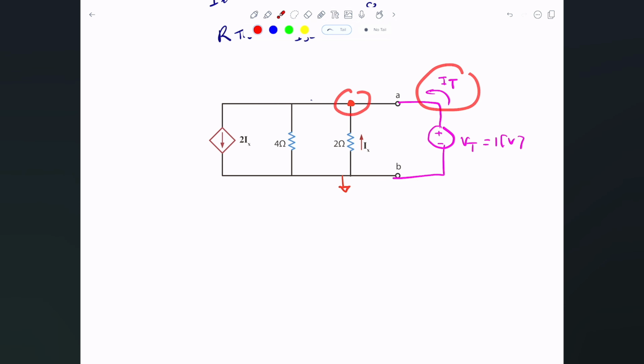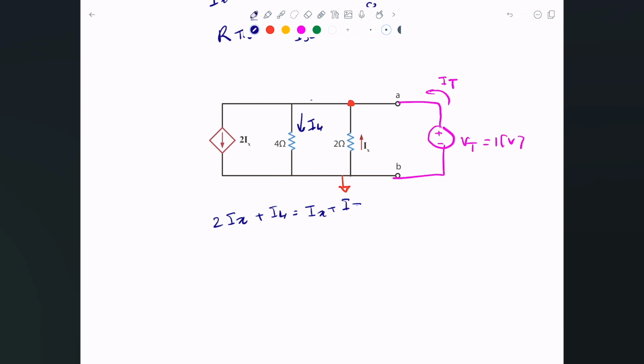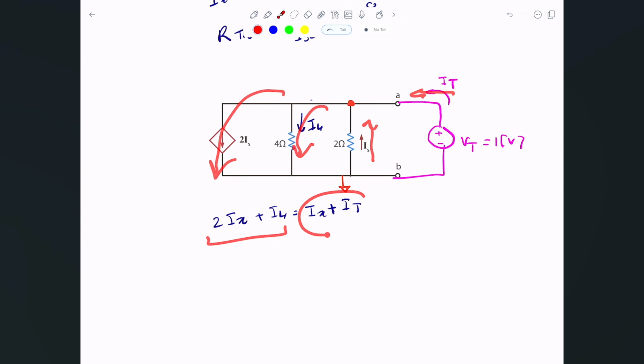I'm going to write KCL in here. So let me just name the currents. For example, I'll call this I4. Okay, and this is Ix, and I have 2Ix. So 2Ix is leaving, I4 is leaving, and then Ix is going in, and I of t is going in. So let me say 2Ix plus I4 will be equal to Ix plus I of t. Again, what I did is I said, well, I4 is leaving, 2Ix are leaving, so both of them will be on one side. And then I said, well, Ix is coming in and It is coming in, so they'll be on the other side.